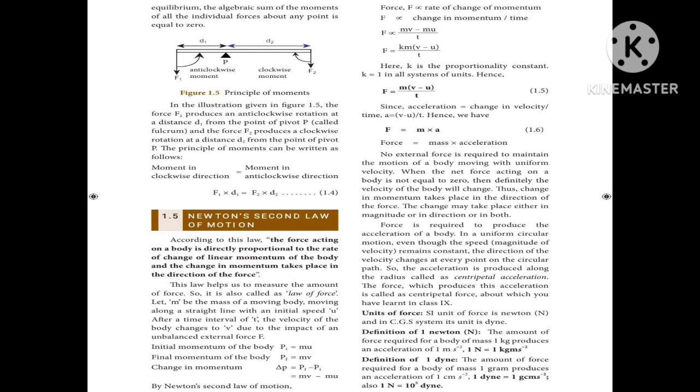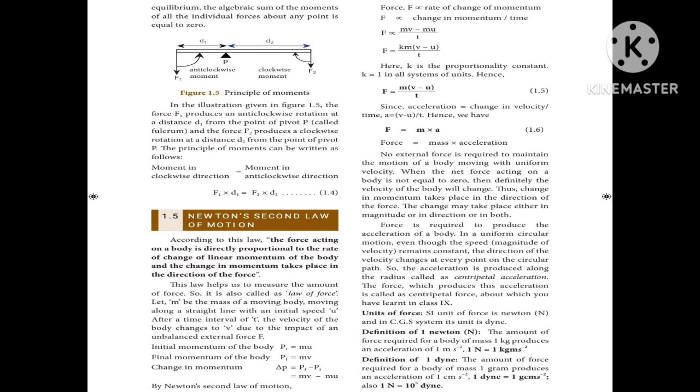Let m be the mass of a moving body, moving along a straight line with an initial speed u. After a time interval of t, the velocity of the body changes to v, due to the impact of an unbalanced external force F. Initial momentum of the body Pi equals mu. Final momentum of the body Pf equals mv. Change in momentum, delta P equals Pf minus Pi, that is equal to mv minus mu.